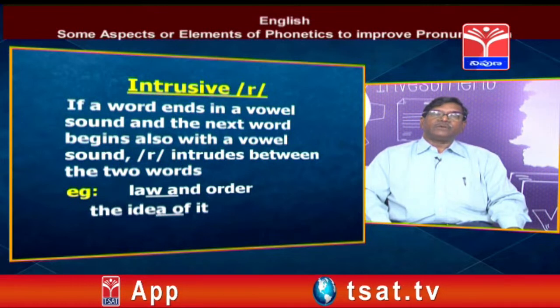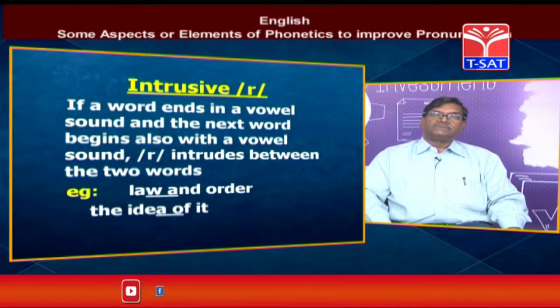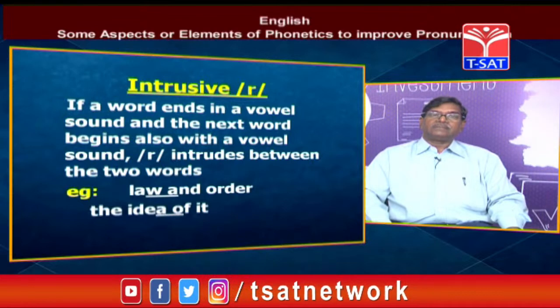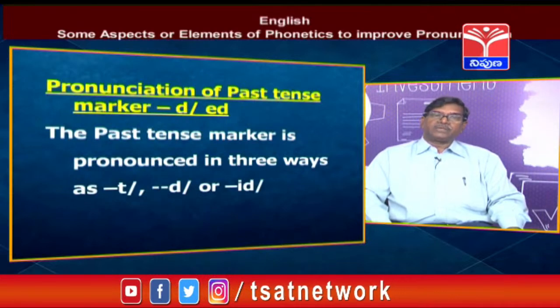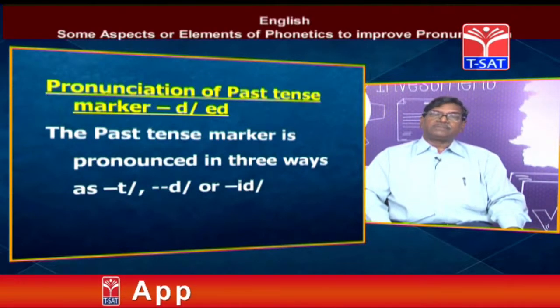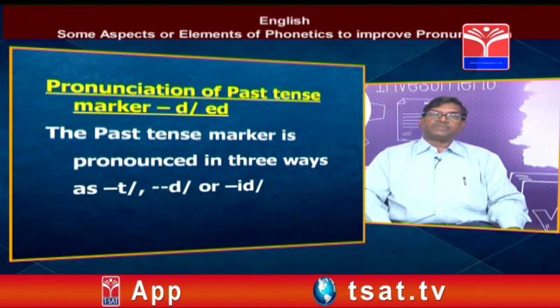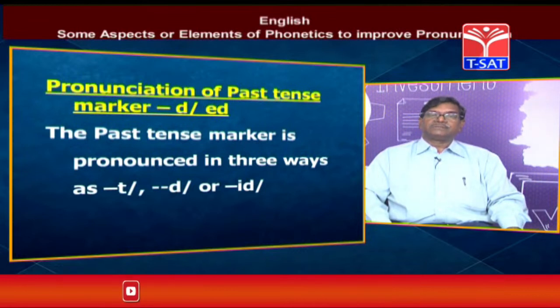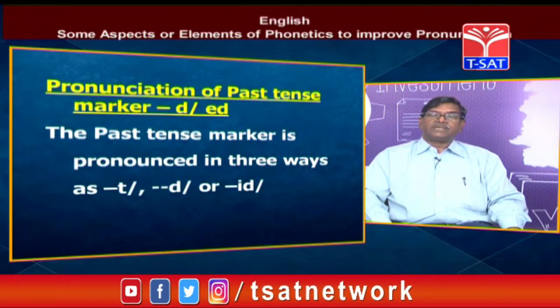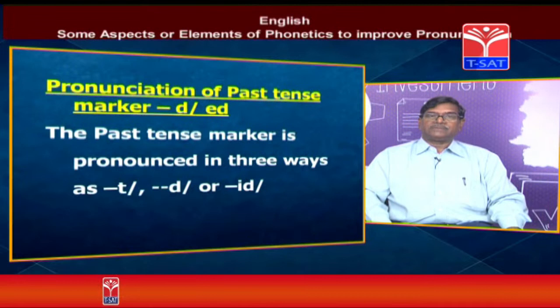It is ending with the vowel sound O. Oh, low. Next word, and, begins with A. So, when the first word ends with a vowel sound and the next word begins with a vowel sound, in such cases R intrudes. So, how do we utter this phrase? Lower an order. R intrudes in between.